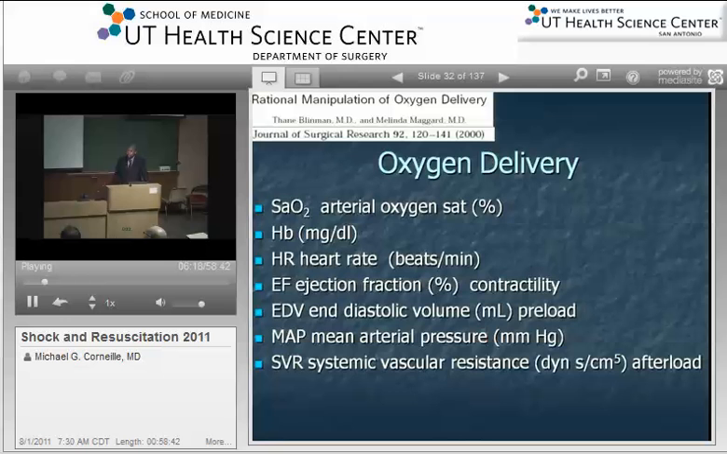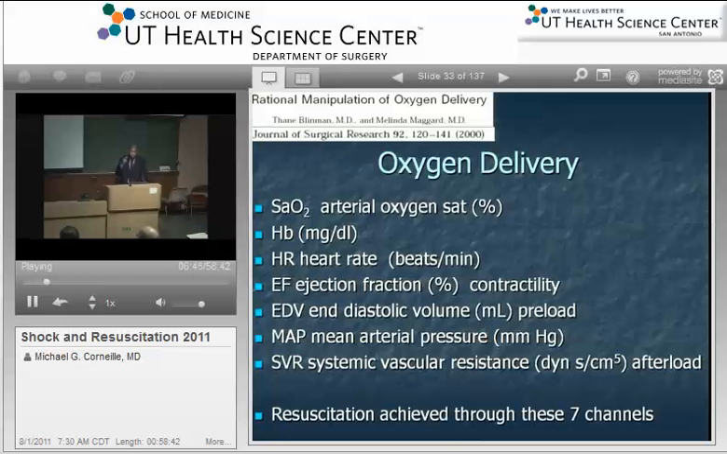So this is well summarized in an article that talks about basically 7 levers of manipulation to improve oxygen delivery. And I spend time to talk about this because this is one of the key tenets of critical care, which is ensuring adequate oxygen delivery. And then resuscitation essentially is achieved through these 7 channels.